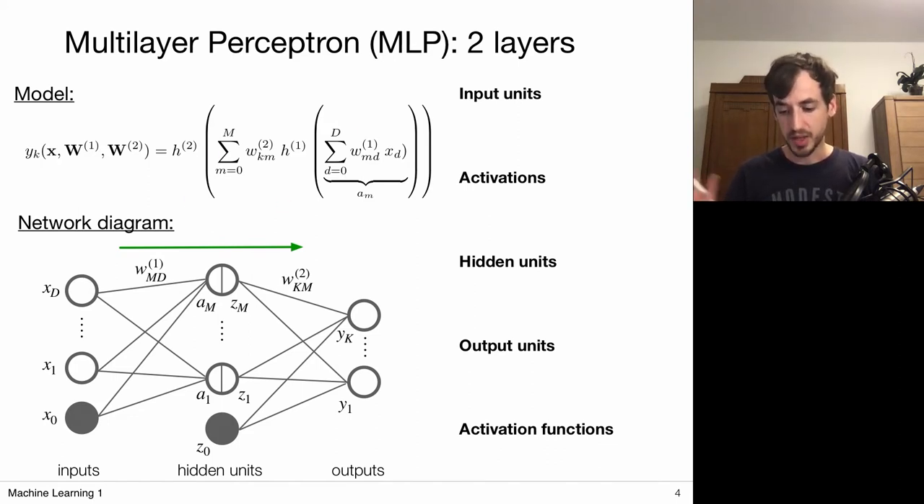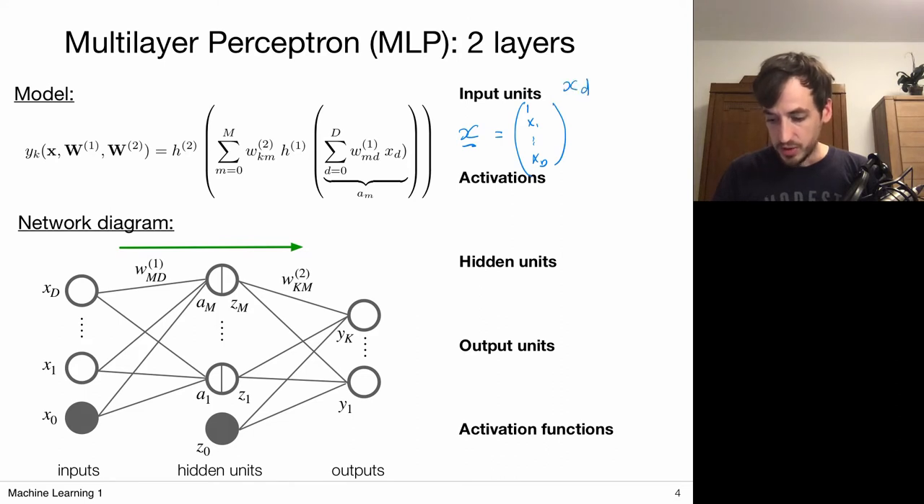And I'll show some example later on where this definitely is the case. So let's go over the components of multi-layer perceptrons of neural networks. First of all, we have the input units. So we have an input vector x, which is prepended with a 1. So we have x1 up to xd. And each of these components is called an input unit. So each such value is represented with one of such dots over here.